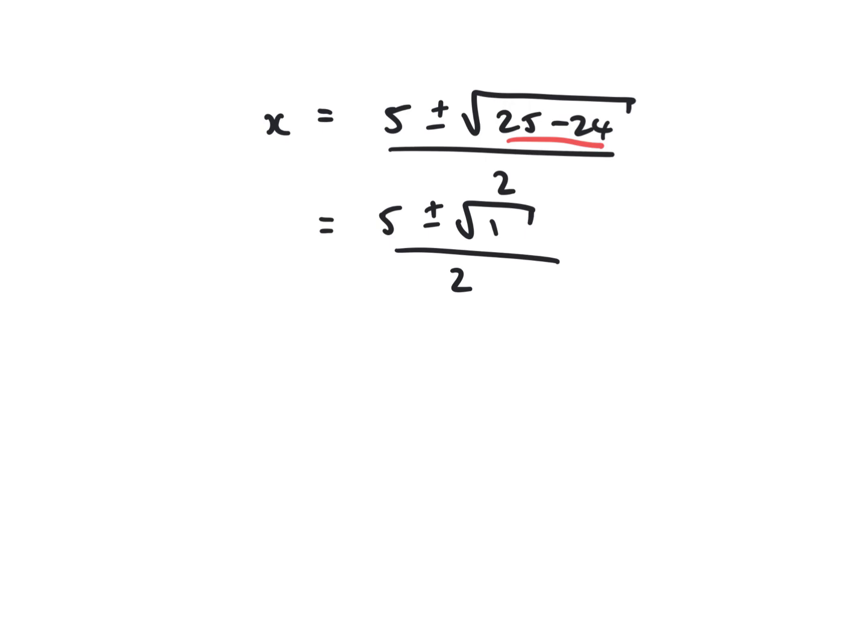Now the square root of 1, nice easy number, that's also 1. 5 plus or minus 1 over 2. Now I'm going to separate those two results and talk about the plus or minus. So I'm going to put them over here and over here. I'm going to go to the plus first over here. 5 plus 1 over 2. 5 plus 1 is 6, divided by 2 gives me an answer of 3.